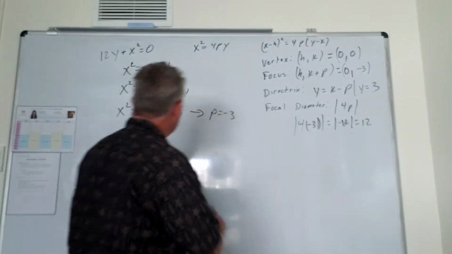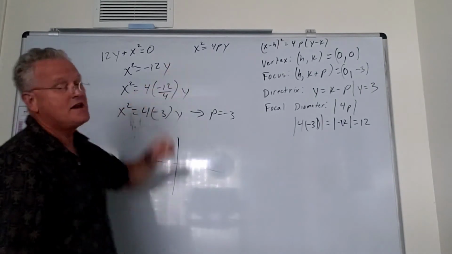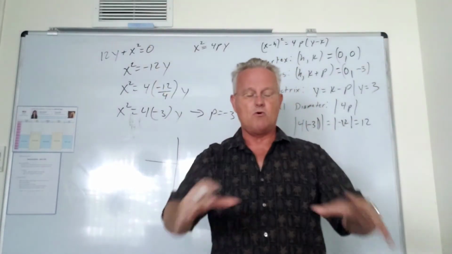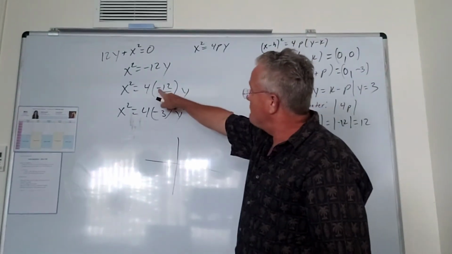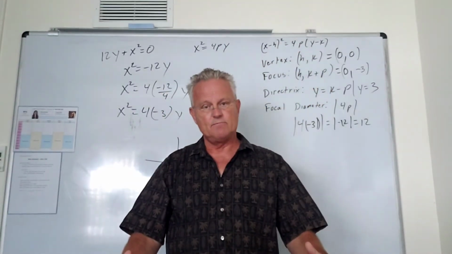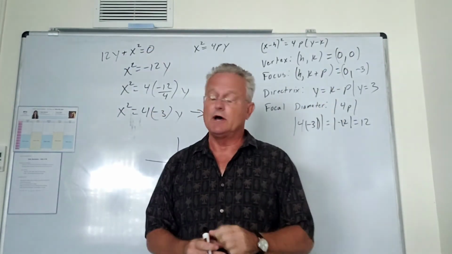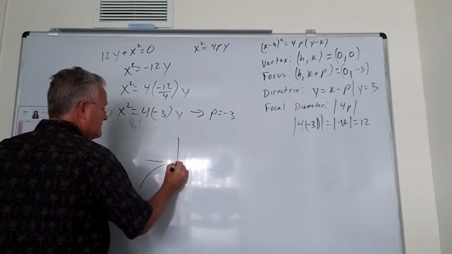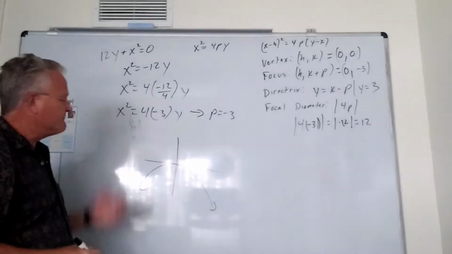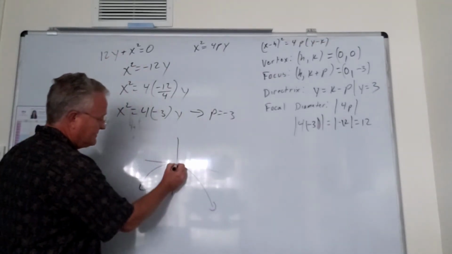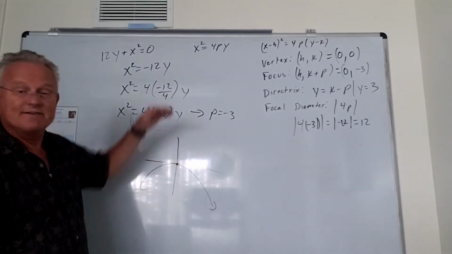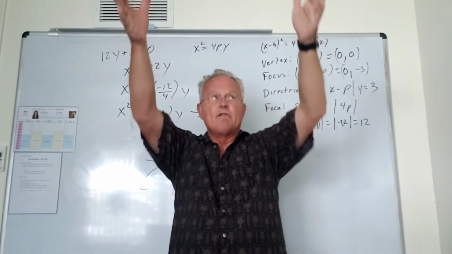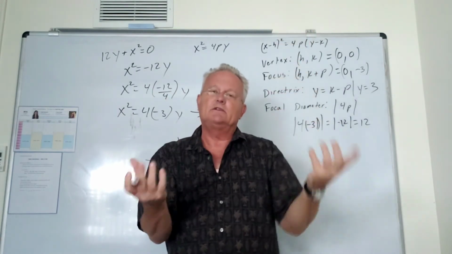Now let's put this together in a graph. Whenever we have y equal to an x squared, the graph is going to open up or down. If p is negative, it's going to open down. If p is positive, the parabola is going to open up. Clearly p is negative, so our graph is going to open down. Let's put in a couple values. Our vertex is 0, 0, so the very top point of the parabola is our vertex. If the graph opened up, the very bottom point would be the vertex.